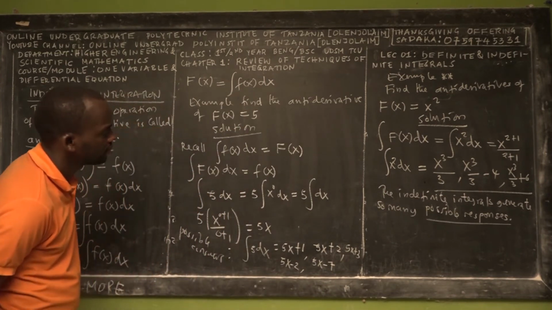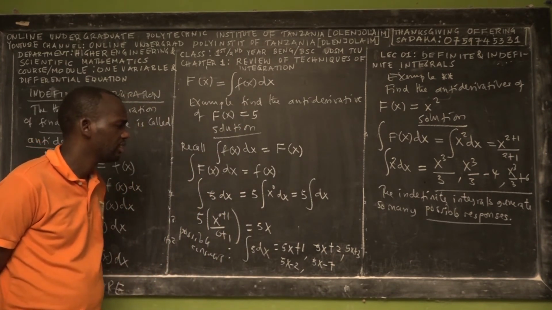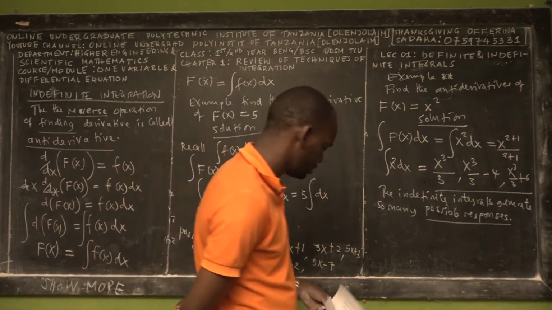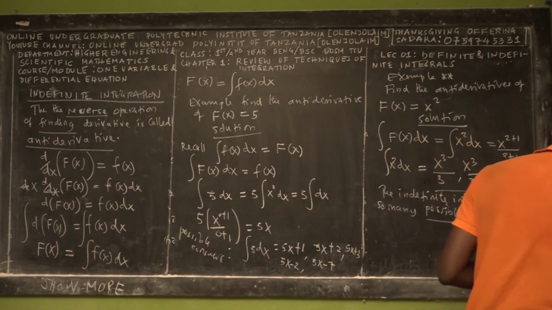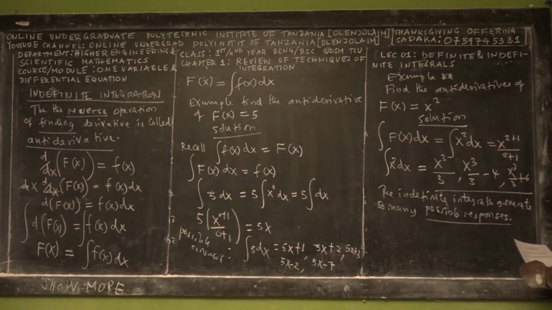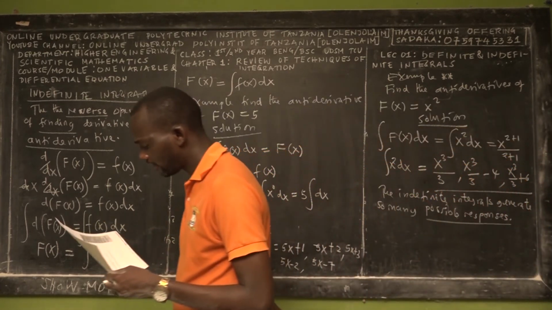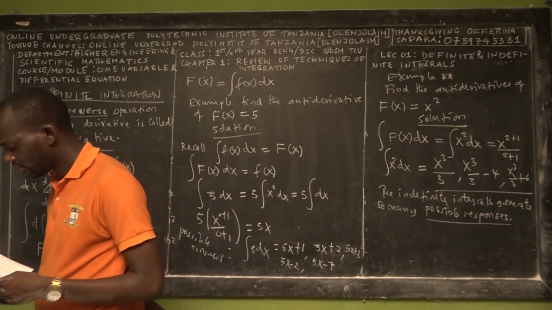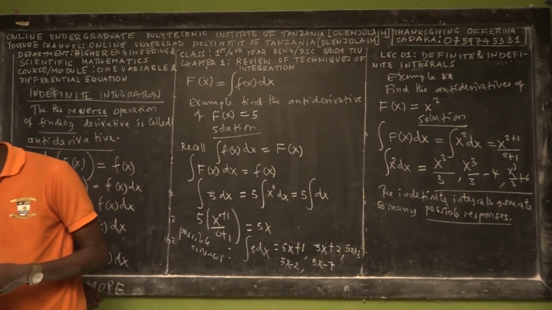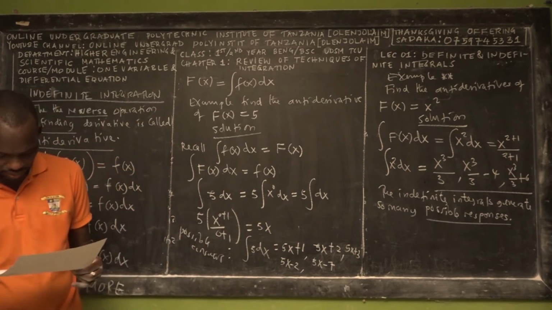Okay? So how can we figure out this challenge? You've been given a theorem in mathematics. This theorem reads that if a function has more than one antiderivative, then the antiderivatives differ by at most a constant.